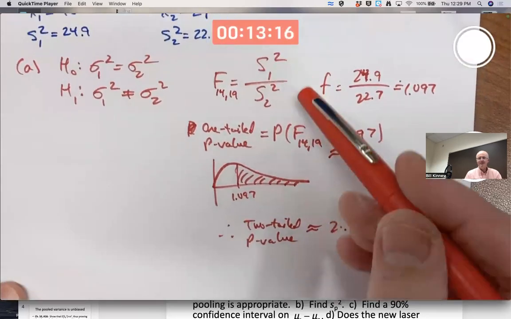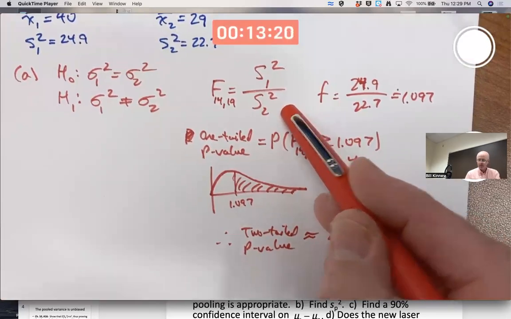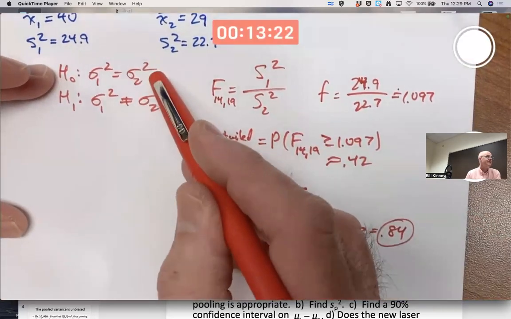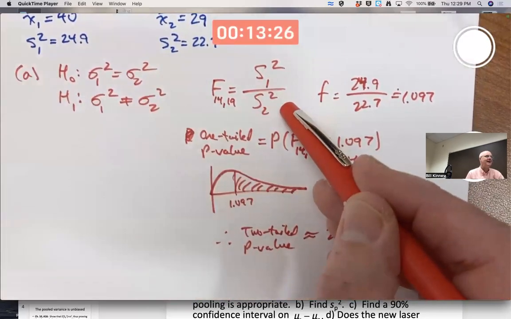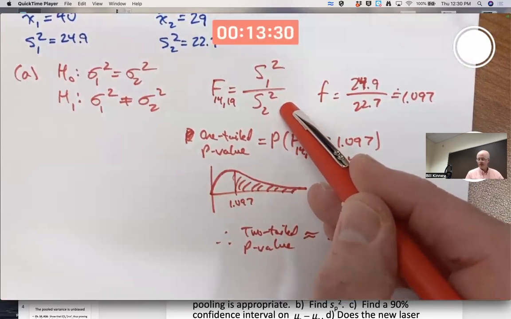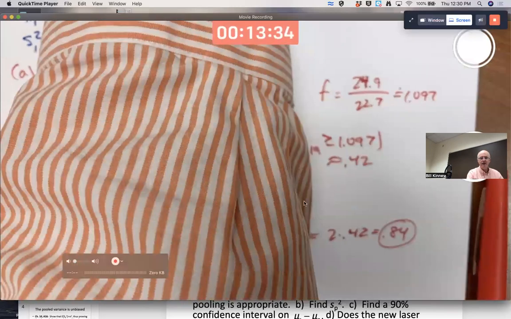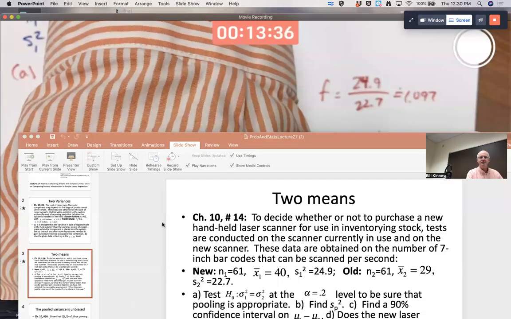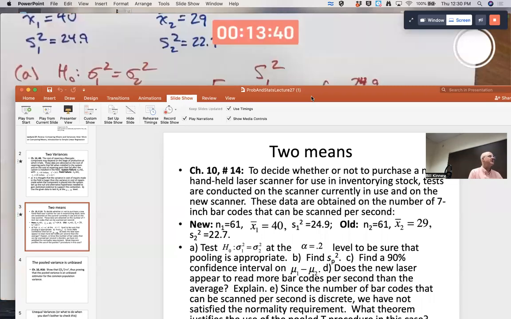By the way, this statistic having an F distribution, if you look in the book, is based on the assumption that the null is true, that these variances are equal. That is what guarantees this has officially what's called an F distribution. Okay, so what's the conclusion here? The conclusion is, even at the 0.2 level, we're not going to reject the null. Therefore, we say pooling is appropriate.